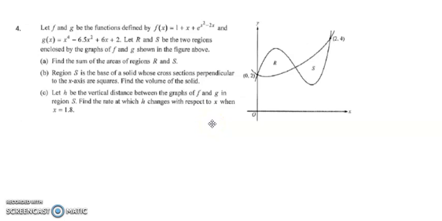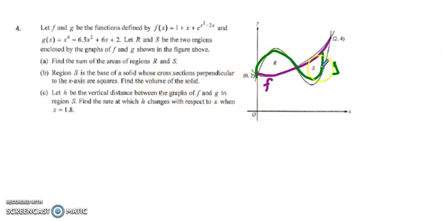All right, we have another area and volume FRQ. We have f of x, which is 1 plus x plus e to the x squared minus 2x, and it is this graph right here. And then we have g of x, which is a quartic polynomial, and it is this graph right here. So that's g, whereas the one in purple is f.